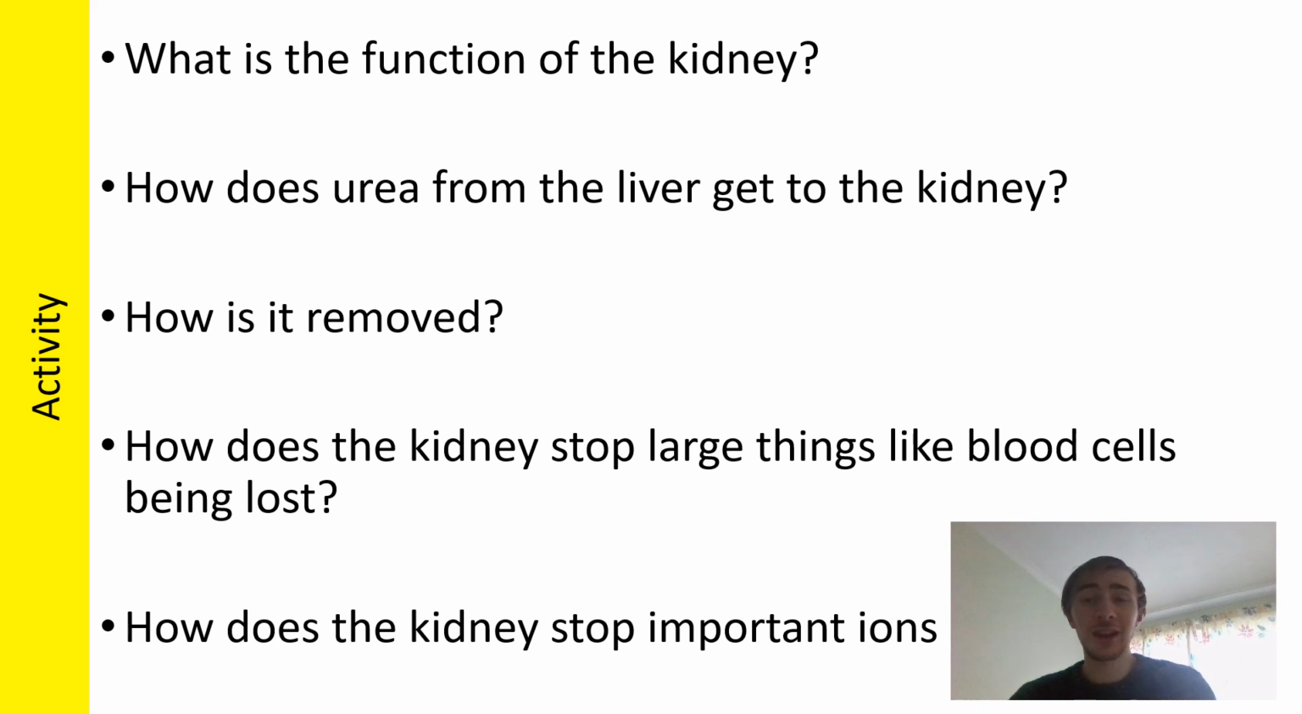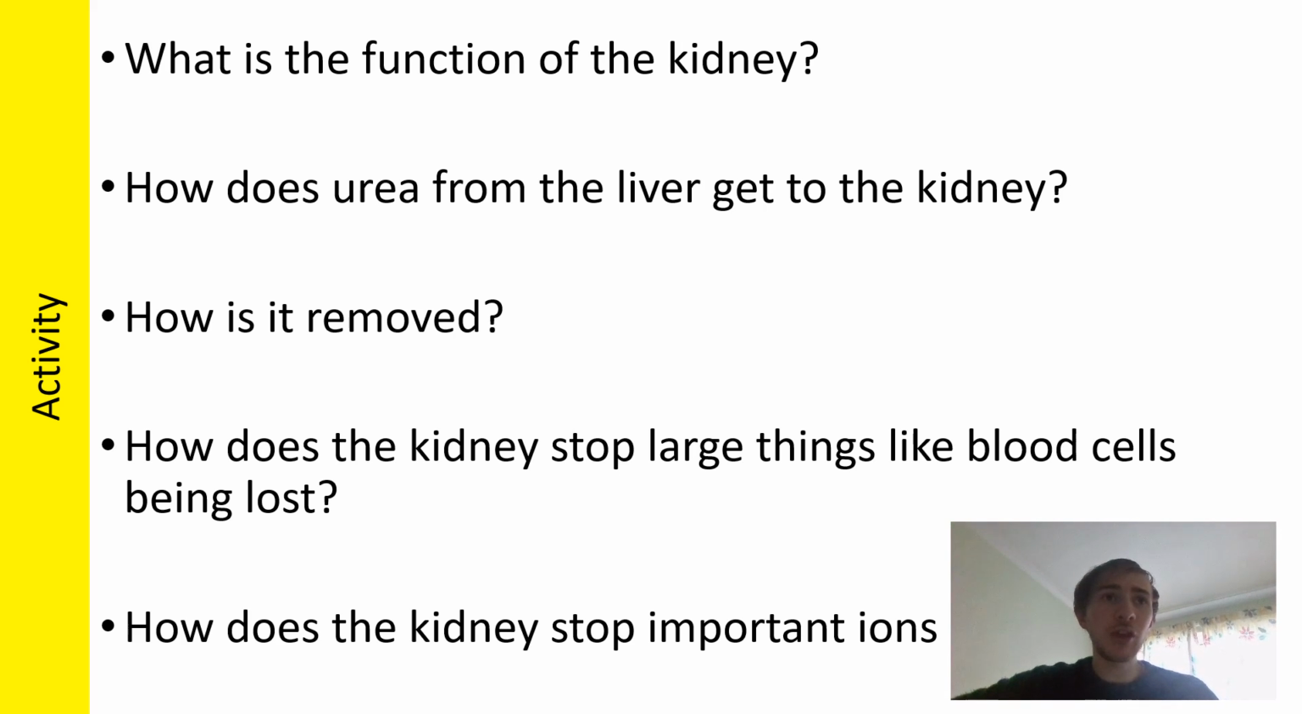So the function of the kidney is to produce urine. It produces urine and then passes it out onto the bladder, and it does that in order to remove toxic substances from the blood, like urea. How does urea get from the liver to the kidney? In the blood, in the bloodstream, in plasma specifically.